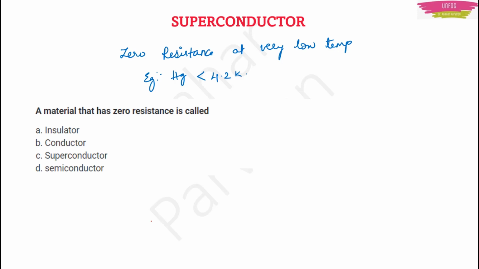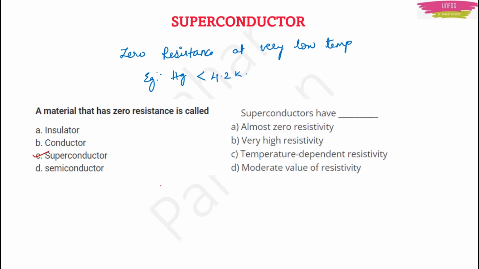Now one question was asked here. A material that has zero resistance is called... It should be a superconductor. One more question could be on superconductors. They have almost zero resistivity, isn't it? That's why they are superconductors. Resistivity is opposite of conductivity. You remember that.